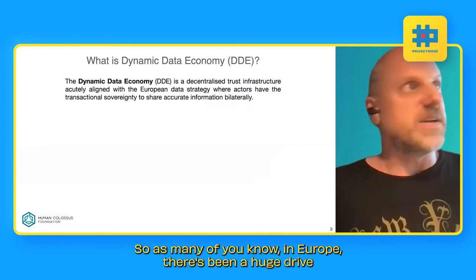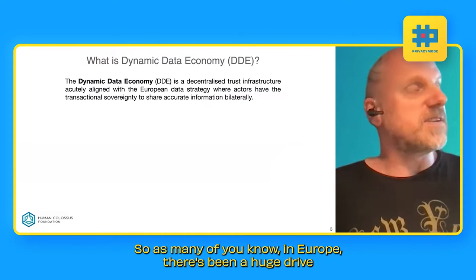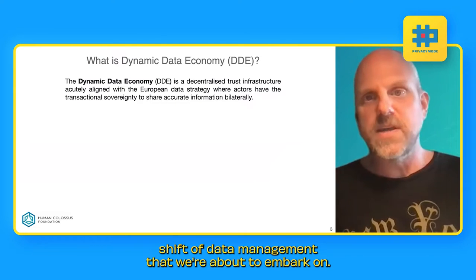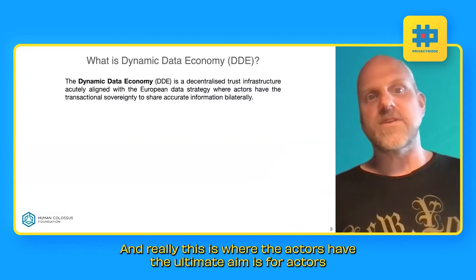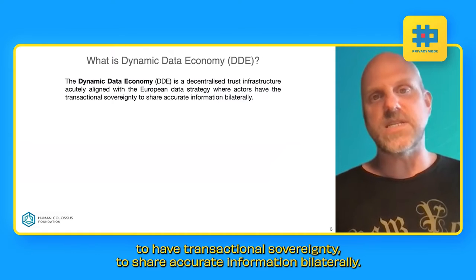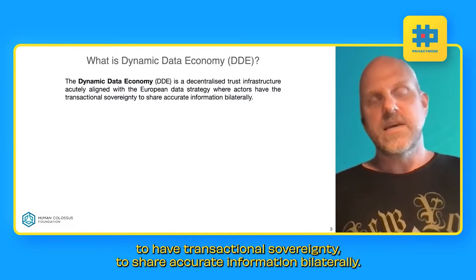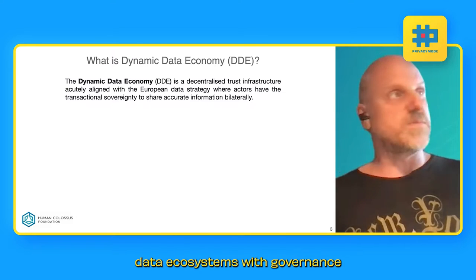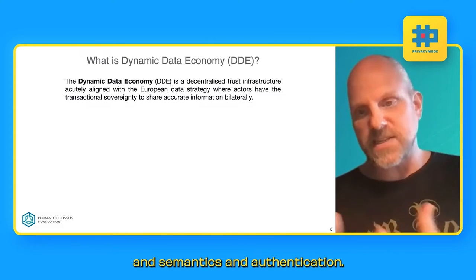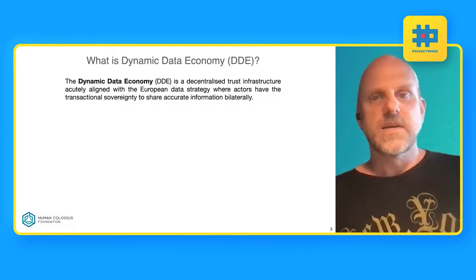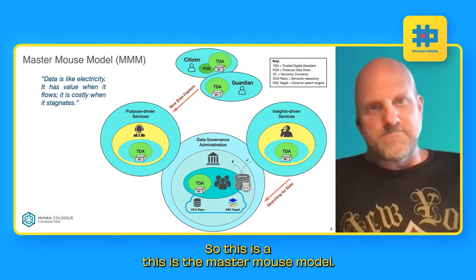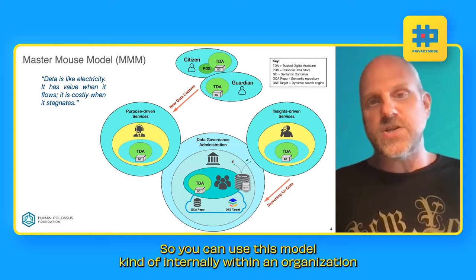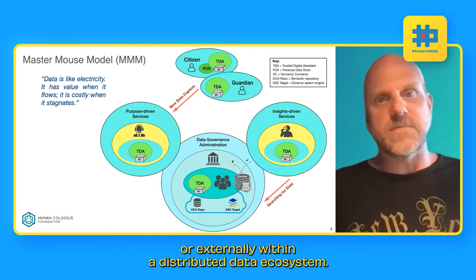As many of you know, in Europe, there's been a huge drive and quite a lot of finance behind this kind of paradigm shift of data management that we're about to embark on. And really, the ultimate aim is for actors to have transactional sovereignty to share accurate information bilaterally. But in order to do that, we need to underpin these distributed data ecosystems with governance and semantics and authentication. So this is the master model. It's basically a fractal model. So you can use this model internally within an organization or externally within a distributed data ecosystem.